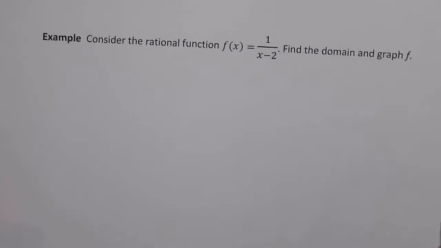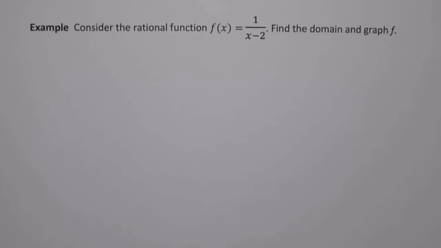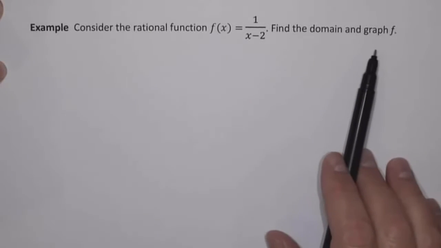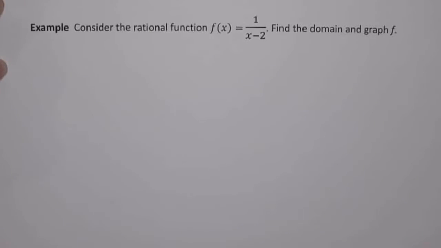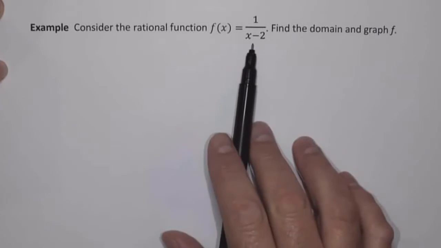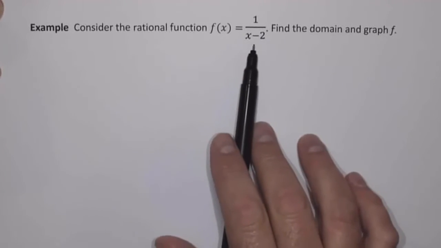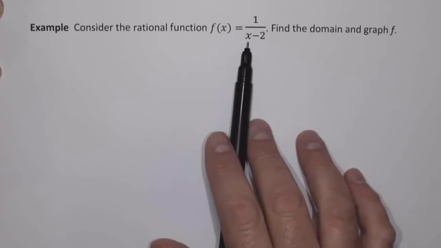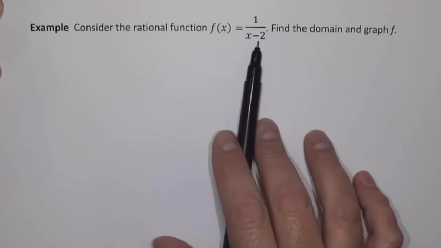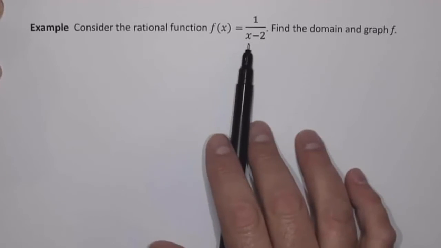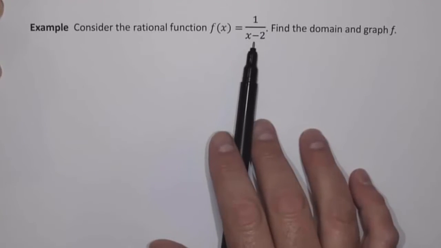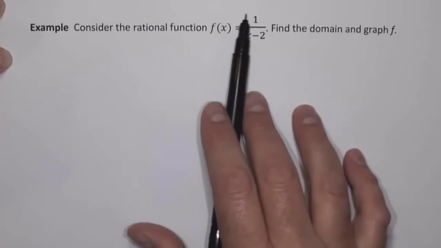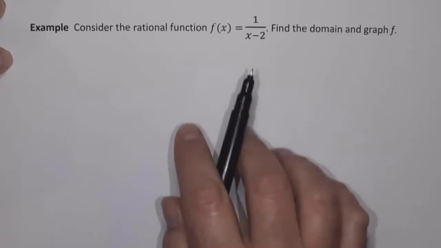So take a look at this example. Consider the rational function f of x equals 1 over x minus 2. Find the domain and graph f. So the domain is going to consist of all real numbers except anything that causes division by 0. So what we need to do is take a look at the polynomial function in the denominator, in this case x minus 2, set that equal to 0 to determine what's going to cause the denominator to equal 0. And the domain of our rational function will be everything except whatever causes that division by 0.